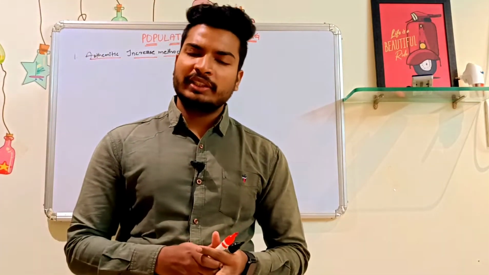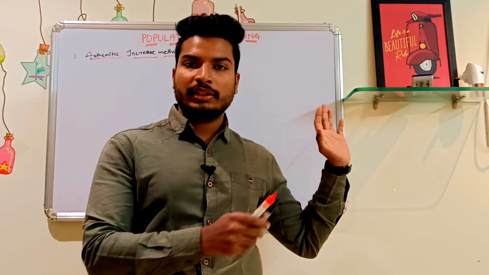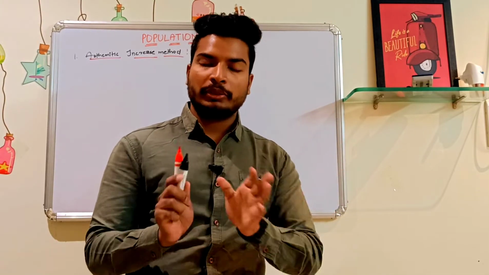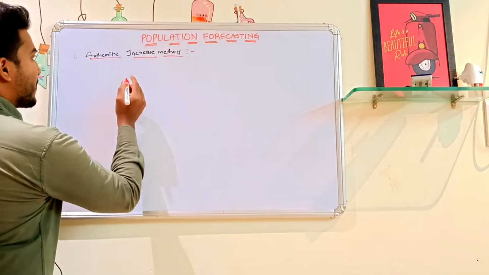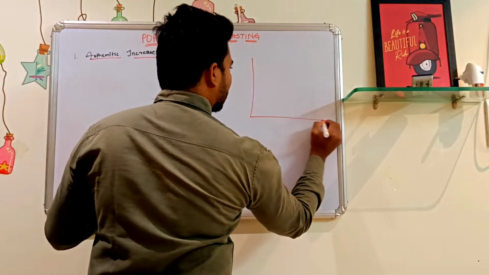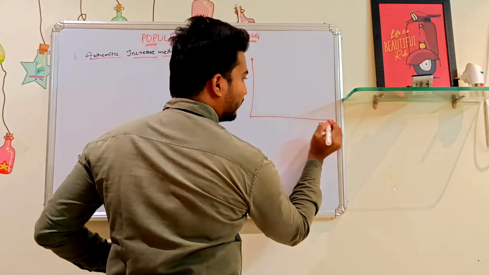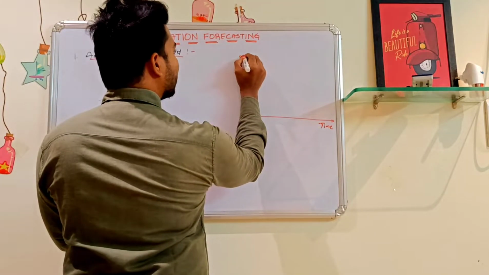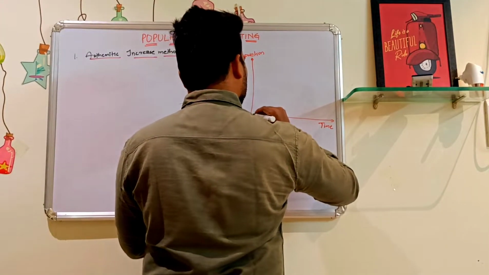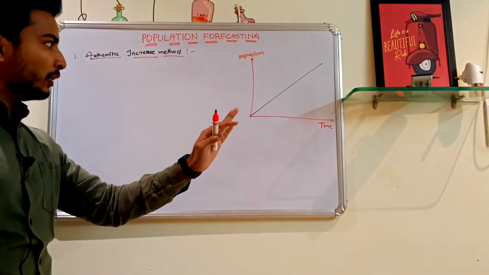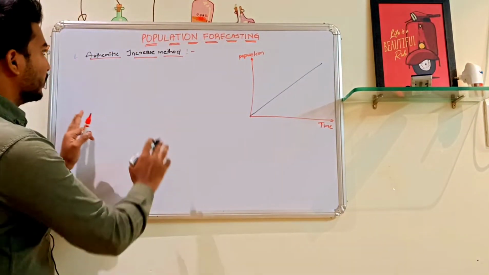So this is the arithmetic increase method. I won't go into the detail; I'll just go through it from the GATE point of view. I'll be saying whatever the examples, the formula and the concept are, so we'll be finishing it off very fast. For the arithmetic increase method, if we draw a graph between time and population, there is a constant growth rate in the arithmetic mean method, the arithmetic increase method.